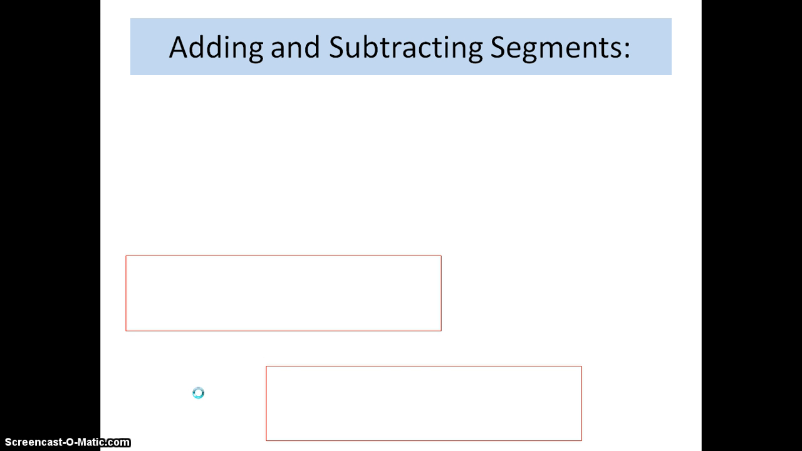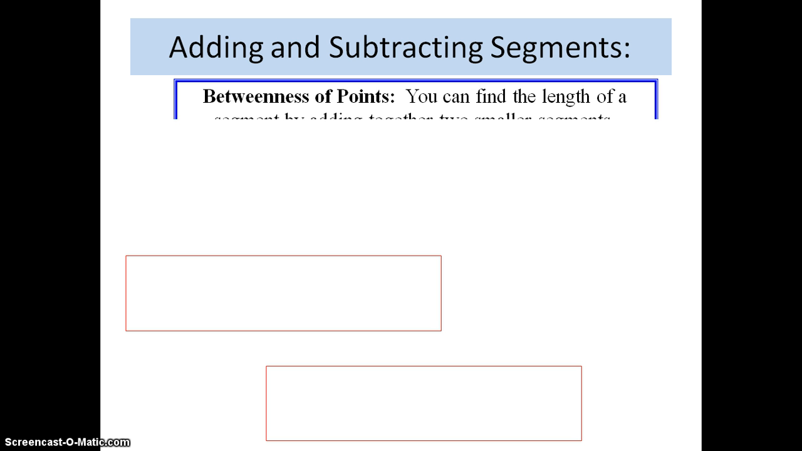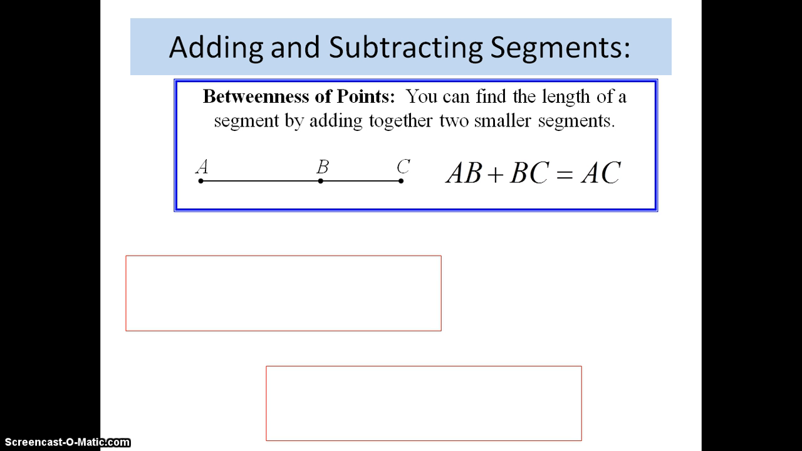Now let's talk about how to add and subtract segments. We're going to be talking about an equation that's called the betweenness of points equation. You can find the length of a segment, for example, segment AC, by adding together the two smaller segments. So AB plus BC equals AC. This is the equation representing it right here.